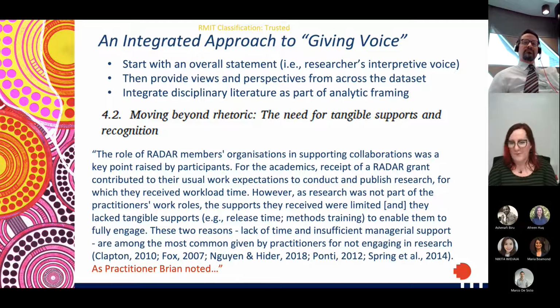Moving through, we start to see that research was not a part of practitioners' roles. The supports that they got were really limited, especially compared to academics. And then I'm linking that into the literature. In the literature, the two most common things that pop up are lack of time and insufficient managerial support. So in this case, the theme is actually confirming some things that we've already been finding in the literature.